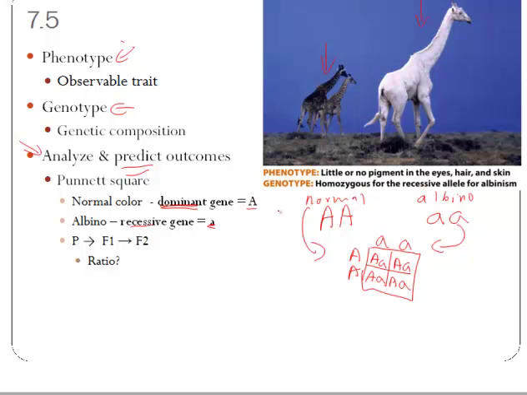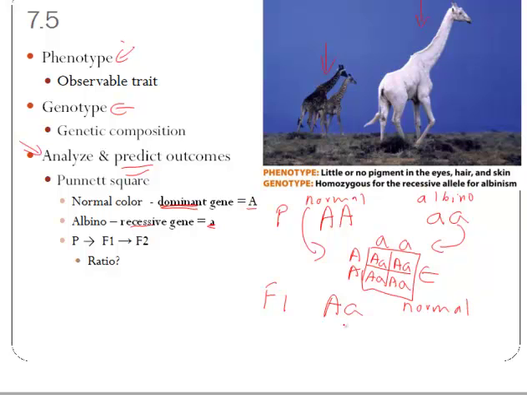So I can see in my P generation, if I have a true breeding normal and a true breeding albino, homozygous dominant and homozygous recessive, if I cross them, all of the offspring are going to be heterozygous. So my F1 are all heterozygous, and their phenotype, what I can see, they look normal. So they have a genotype of big A, little a, but the phenotype is normal.